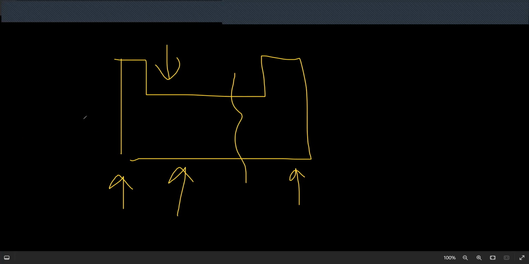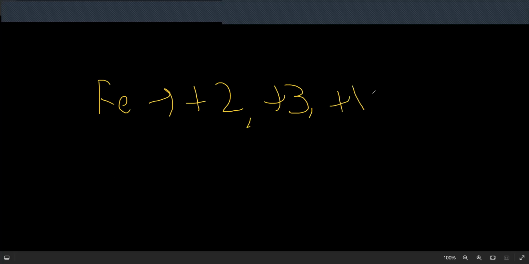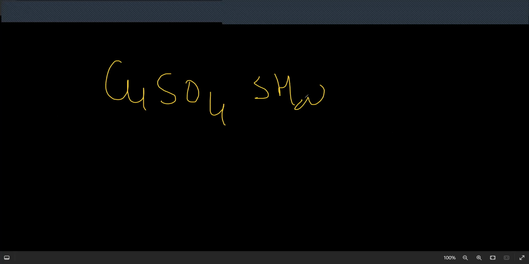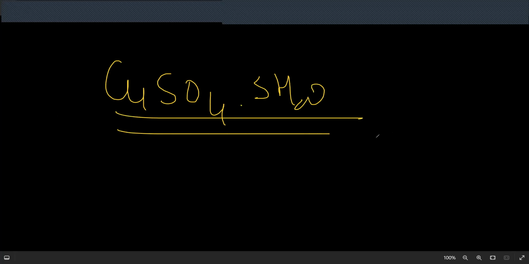Now, let's talk about other characteristics. They show variable oxidation states. For example, Fe shows +2, +3, and even +1 in some cases. So they show variable valency. And they form colored compounds. For example, let's take CuSO4.5H2O. This is a compound formed by D block elements, which is known as blue vitriol. And from the name, I think you can guess the color. It's blue.